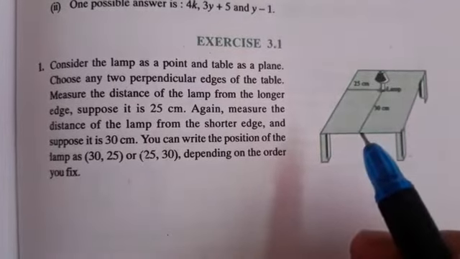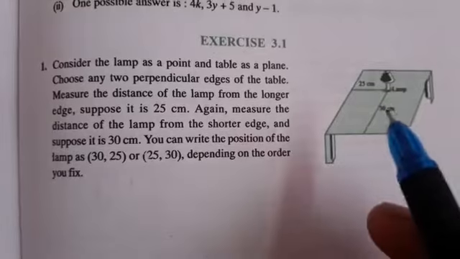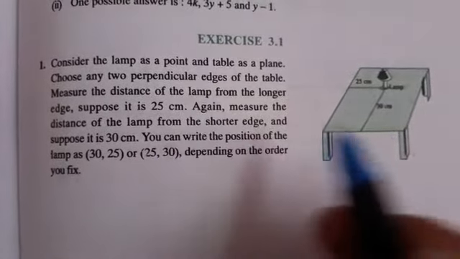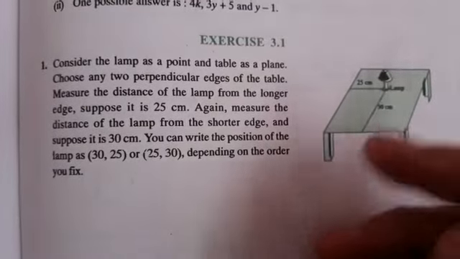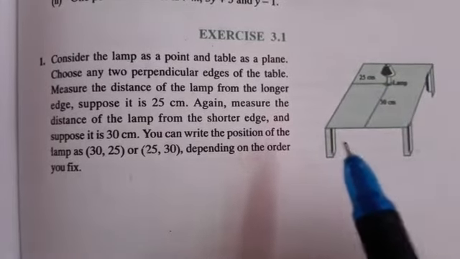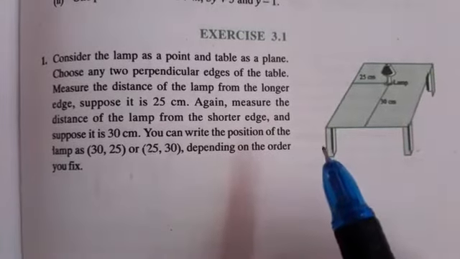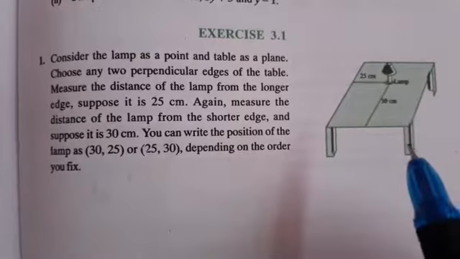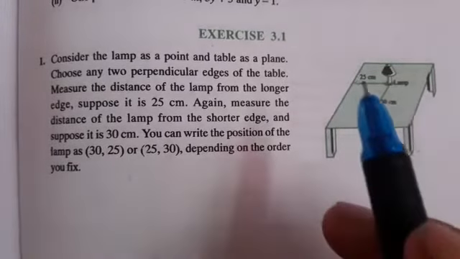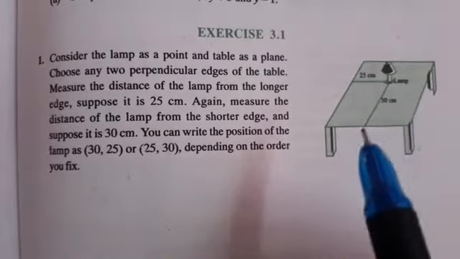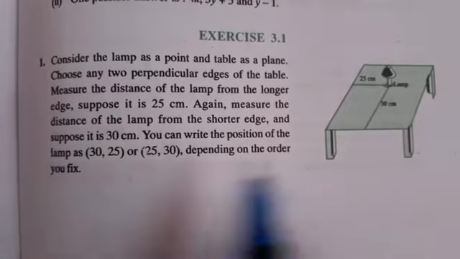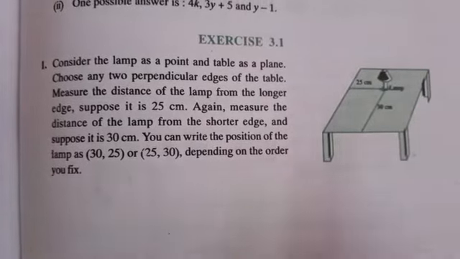So you have to write the first x coordinate first. So 30 comma 25. Or if you are keeping this table with the longer side this side and the shorter side that side, then this is 25 comma 30. Okay, depending on your order you fix the table.